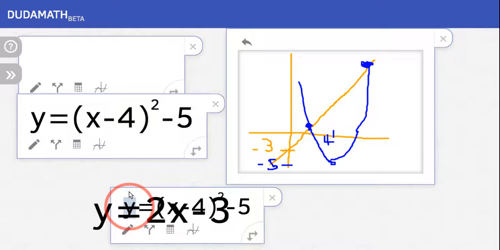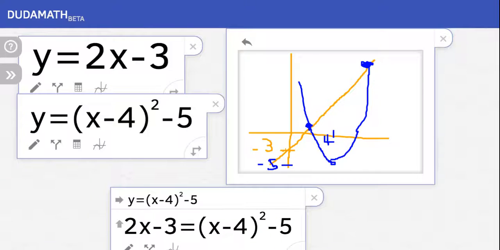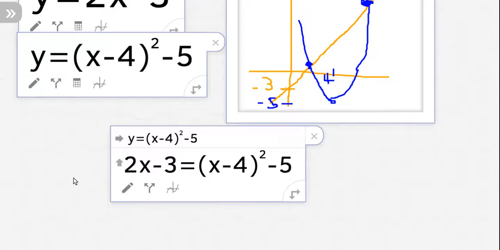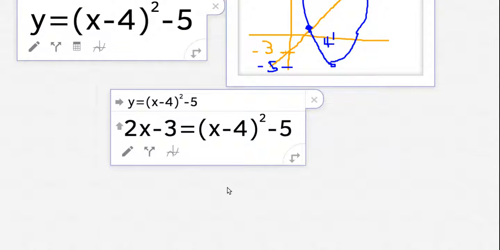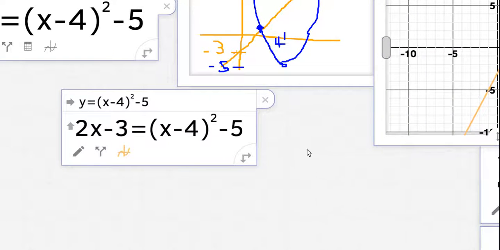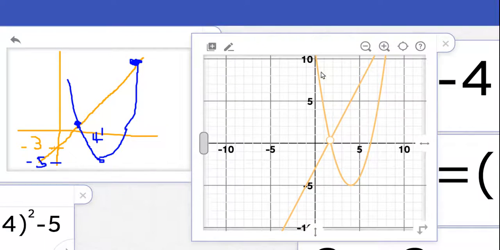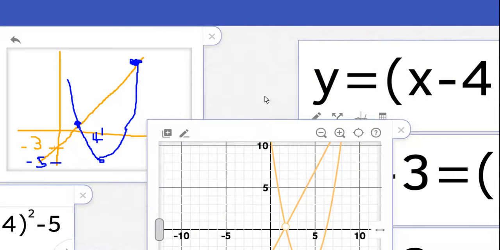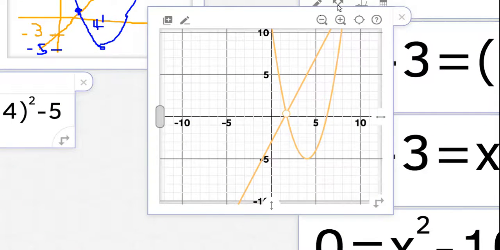So watch what happens here. That y gets replaced with 2x minus 3. Look at that. Now I've got an equation. And I'm just going to do a sketch of this just to show you what it looks like. So if we come over to the sketch, I'm going to bring this sketch down here and zoom in on it. So this looks just like my rough sketch, right?